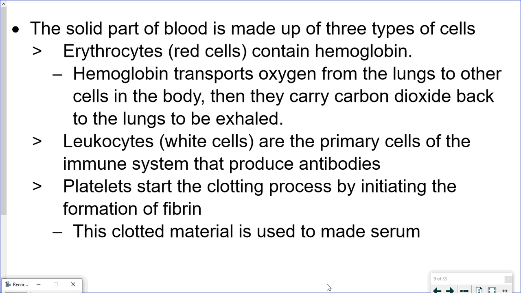The whole purpose of hemoglobin is to transport oxygen from the lungs to other cells in the body, and then it carries that carbon dioxide back to the lungs to be exhaled. We have our leukocytes, or white cells. These are the cells of our immune system that produce those antibodies. And then we have our platelets. Platelets are used for clotting. So it starts the clotting process by initiating the formation of fibrin. And that clotted material is what's used to make the serums for different blood tests.